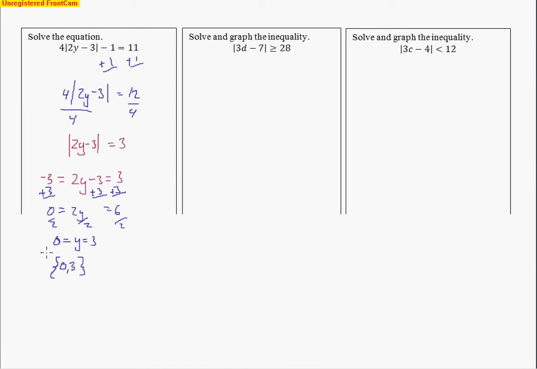Let's take a look at the next problem. It's an absolute value inequality. So we solve these the same way, but making sure, whenever I look at an inequality that's absolute value, and I see a greater than symbol, I think of greater. And so I know it's going to be an OR statement. So 3d minus 7 is greater than or equal to 28, but it's going to be less than or equal to negative 28 because it's an OR statement.